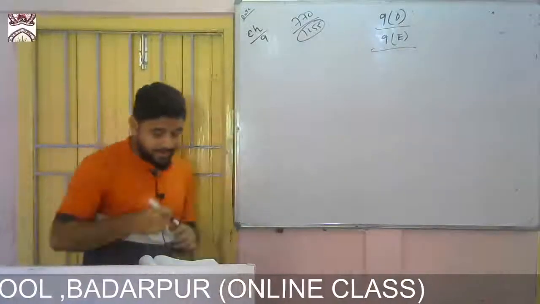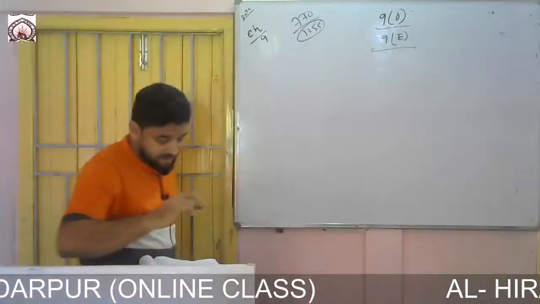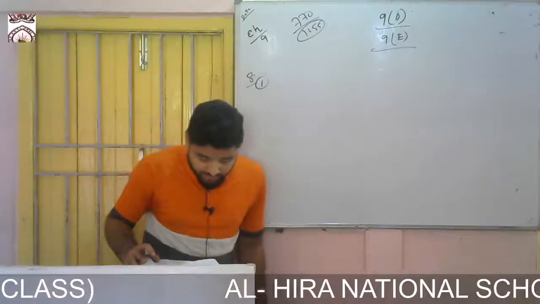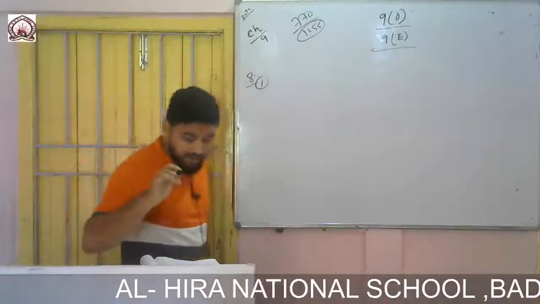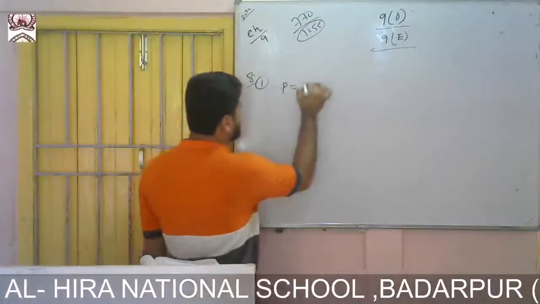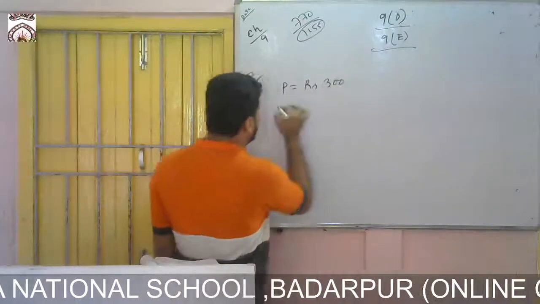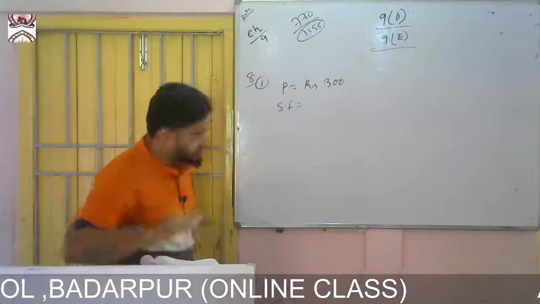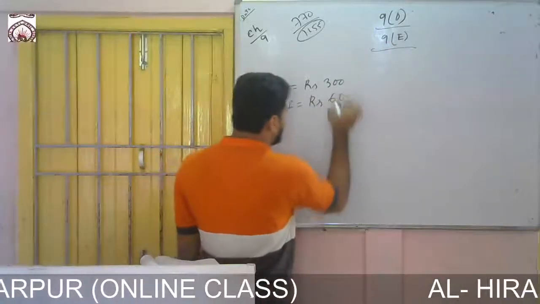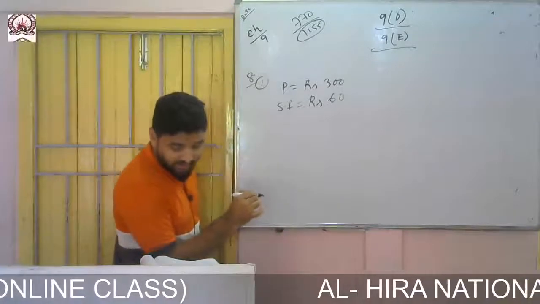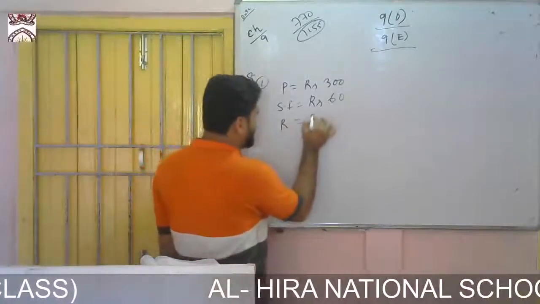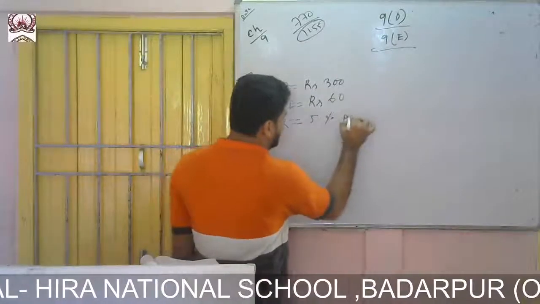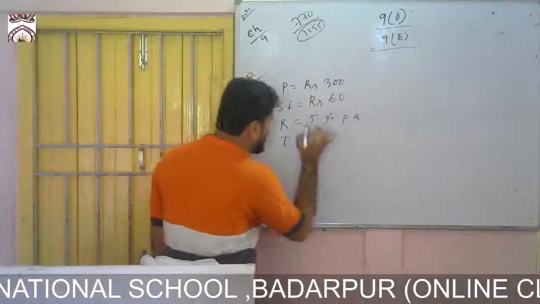Now let us come to question number 8, Roman 1. 300 is the principal. So write, principal equals rupees 300. SI equals 60. Rate of interest is given as 5% per annum. So we need to find time equals question mark.